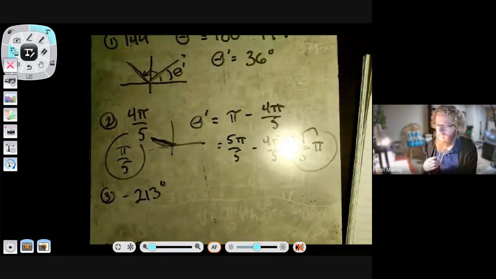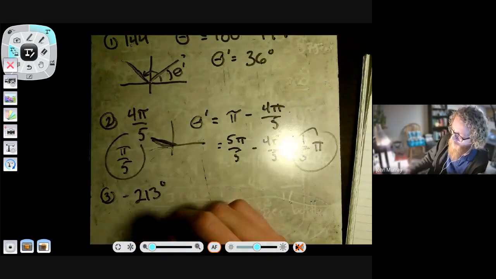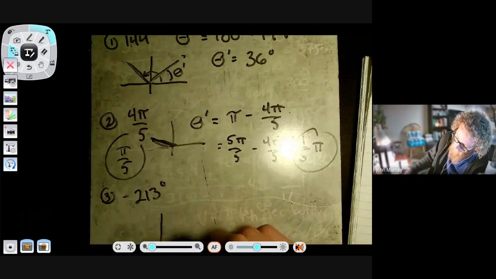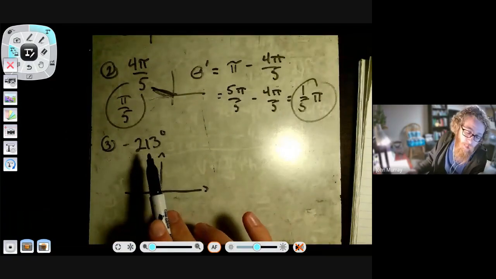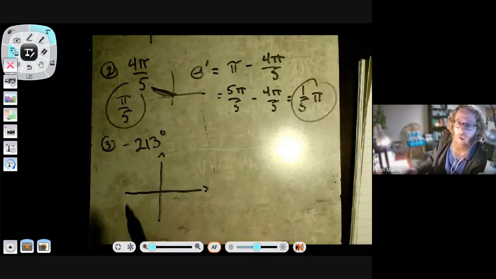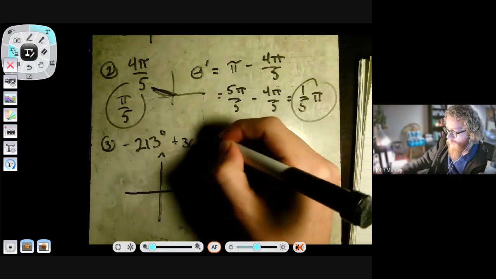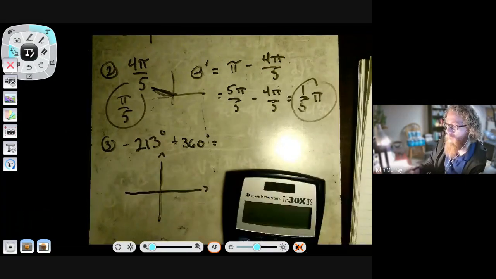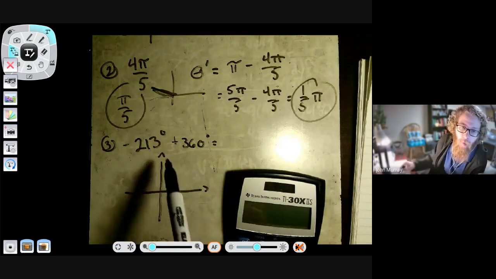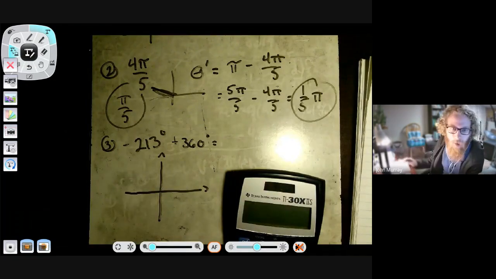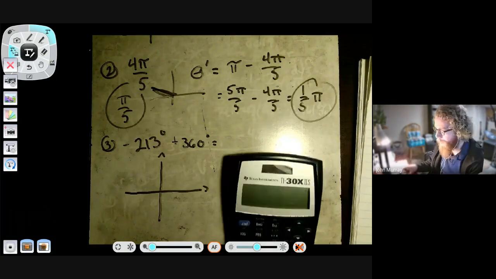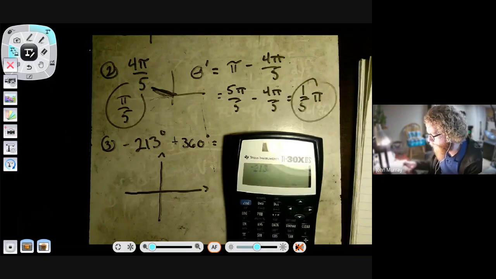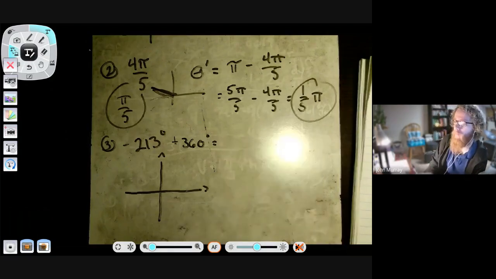For number 3, we had negative 213 degrees. All right, so I'm not sure if I went over this, but what we did yesterday was we found a coterminal angle with this. So I added 360. Now, sometimes when you add 360, you might end up here, right? So if you add 360 and you end up with an angle between 0 and 90, then that's your reference angle. All right, so we could do negative 213 plus 360. So that gives us 147.